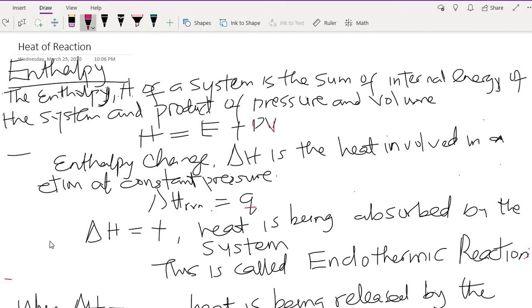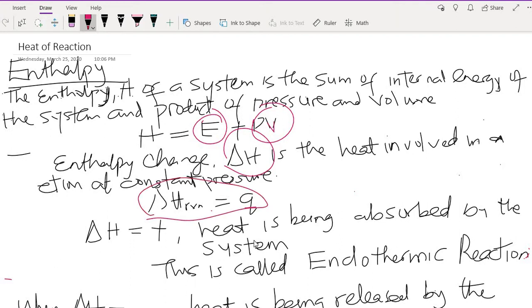Everyone, in this video, I'm going to talk about heat of reaction. Enthalpy of a system is the sum of the internal energy and the product of the pressure and volume. Enthalpy change is the heat involved in a reaction at constant pressure.